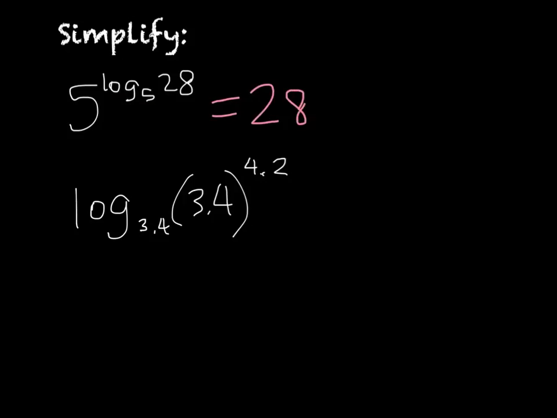For here, we have 3.4, and we're asking with the log, 3.4 to the power of what gives us 3.4 to the power of 4.2. And so again, by the inverse property of logs, we end up with 4.2 as our answer.